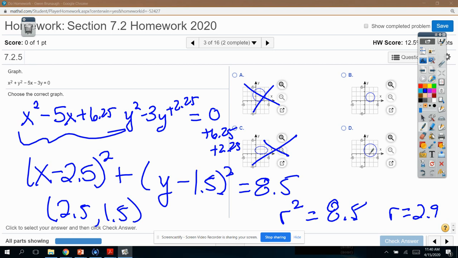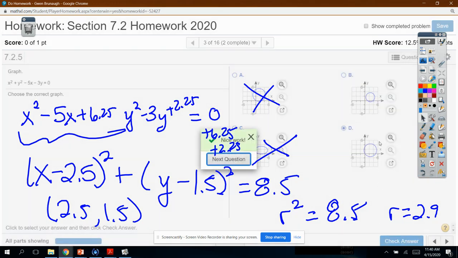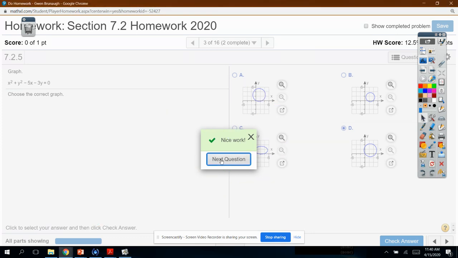What do you guys think? 2.5. I think it might be D. Let's see if I'm right. Okay, yeah, that's hard. That's hard because of the scale and everything. But you get 2 chances on it, so I'm pretty sure you get it right.